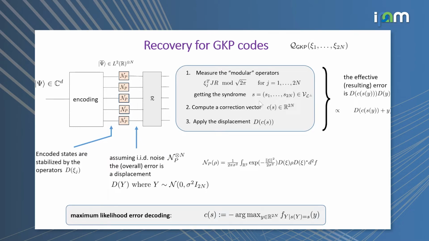And once you have this syndrome, you are going to compute a correction vector. And the decoding strategy that we're going to consider in this talk is the following. Basically, we just do maximum likelihood decoding of the physical error. So we're looking for the error that's most likely given this observed syndrome. And then we just take minus that vector. In other words, we apply the inverse displacement, and we try to map back to the code space. So this is the recovery strategy.